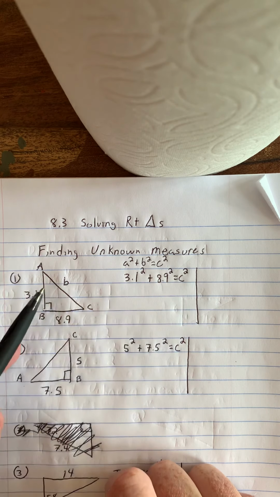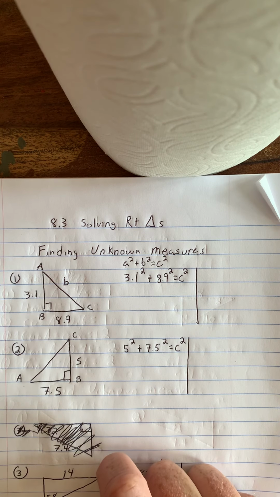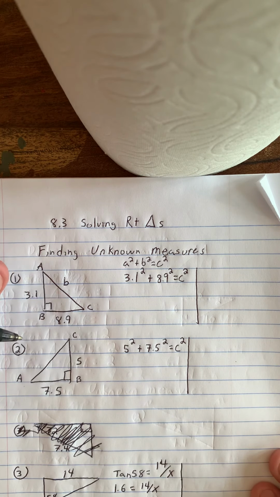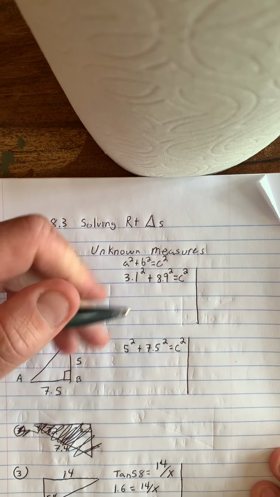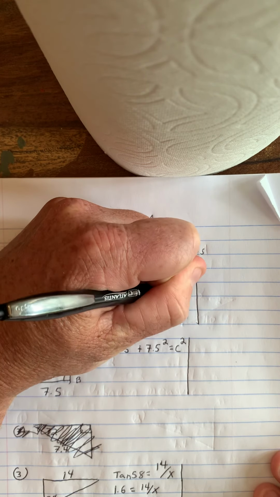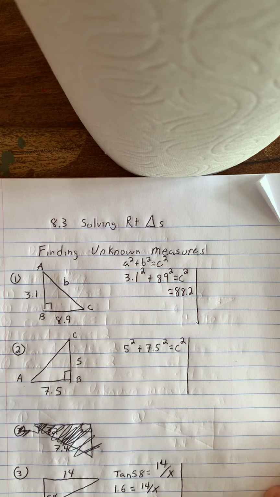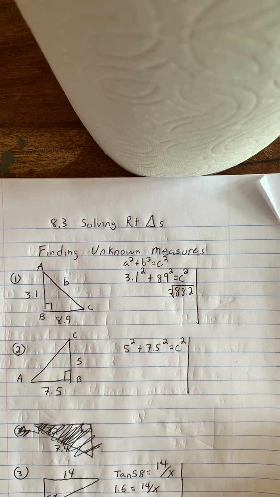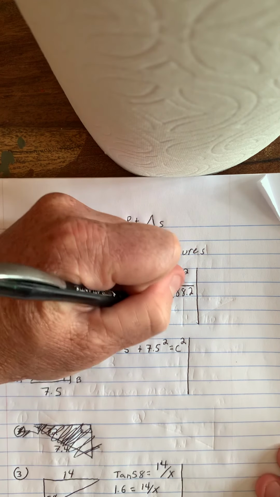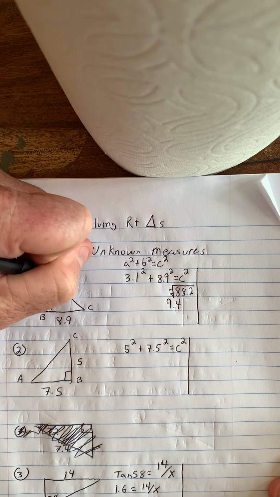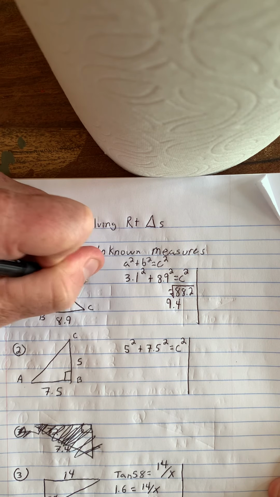I know it says C squared over here, but let's solve for B, all right? Here we go. I know 3.1 squared plus 8.9 squared, when I do the work and square this, that gives me 88.2, okay? And the square root of that, to figure out what that is, my side length is 9.4. Okay, so B, the hypotenuse, is 9.4.